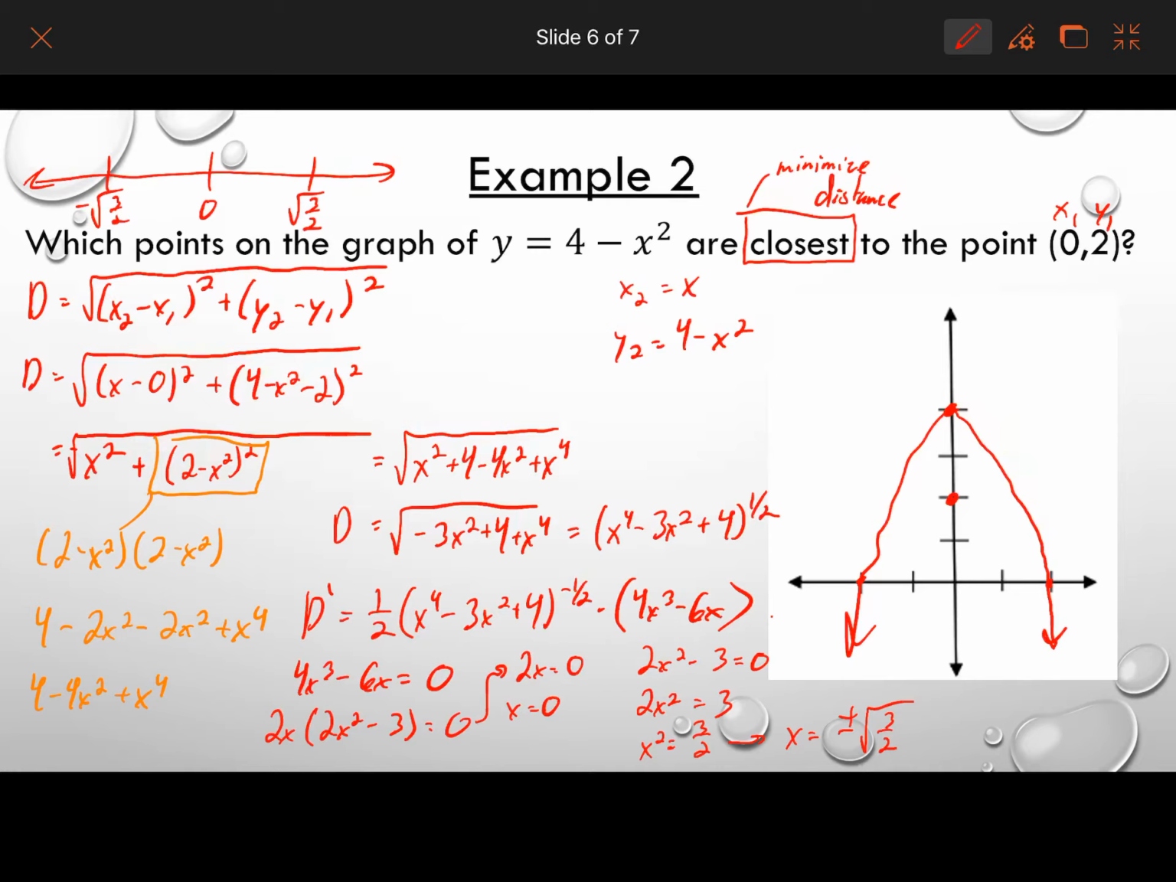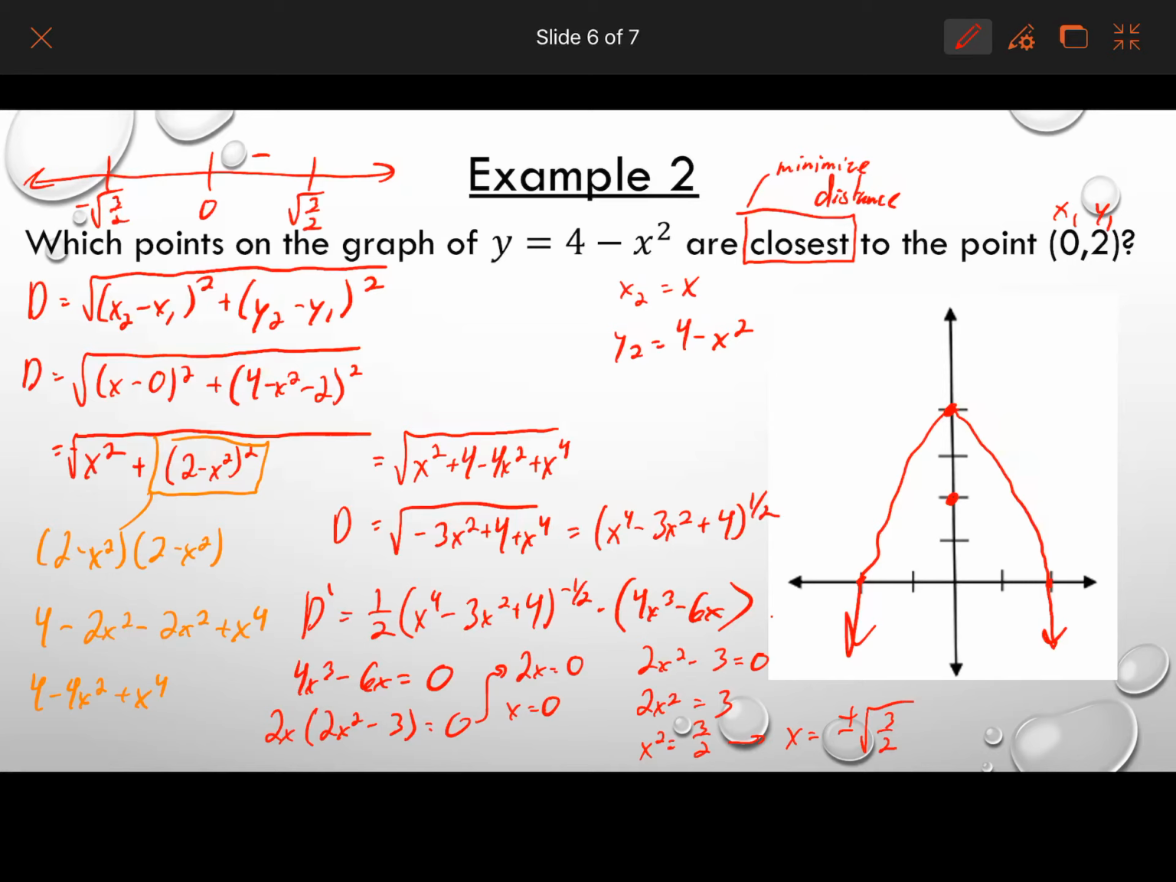Okay, so let's test out some values. Radical 3 over 2, if you quickly plug that into a calculator, radical 3 divided by 2 is 1.22. So since radical 3 over 2 is 1.22, that means we can test 1. So if we test 1 in the derivative, we get 1 minus 3, negative 2 plus 4, so that's positive. 4 minus 6, that's negative. So we have a positive times a negative, so that's negative.